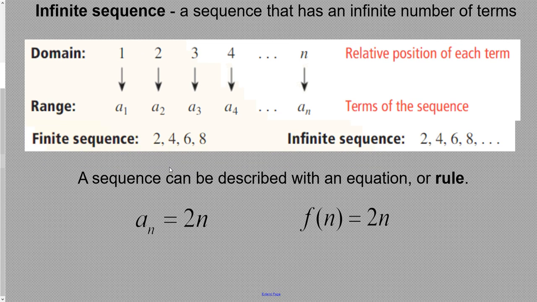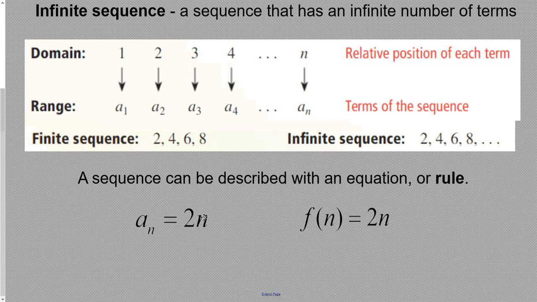We can describe the pattern for where the numbers come from with an equation, or what we usually refer to as a rule with sequences. So for these examples, the finite sequence, a sub n, meaning the nth term of sequence A, can be found by multiplying the position of that number, or n, by 2. So if you look at the rule, you'll see how it works.